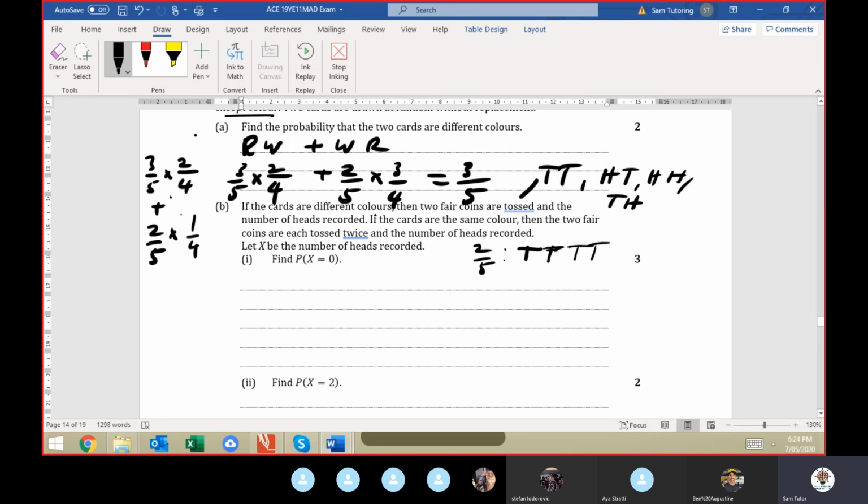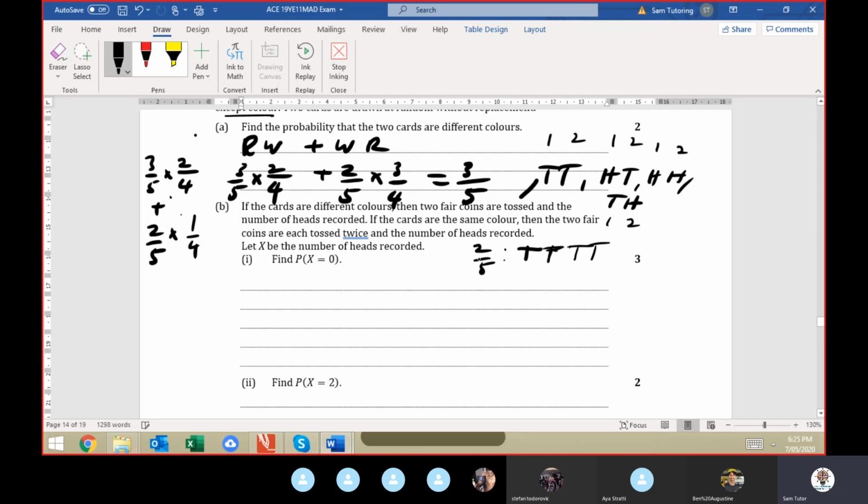Look at this. If the cards are different colors, so if this occurs 3/5 of the time, then 2 fair coins are tossed. So 2 coins are tossed, right? This will be the first coin. This will be the second coin. This will be the first coin. This could be the second coin. This would be the first coin. This could be the second coin. This could be the first coin. This could be the second coin. Do you agree with that? Yeah. That bit there? All right.